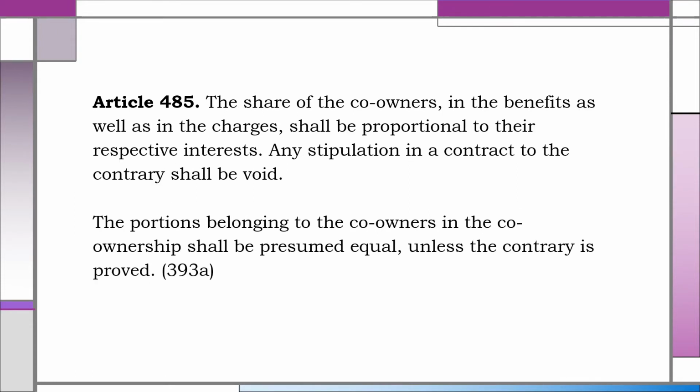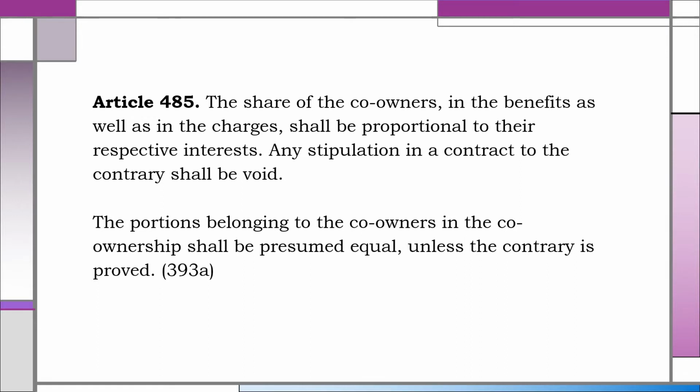Article 485. The share of the co-owners in the benefits as well as in the charges shall be proportional to their respective interests. Any stipulation in a contract to the contrary shall be void. The portions belonging to the co-owners in the co-ownership shall be presumed equal unless the contrary is proved. A co-owner's share in the fruits and expenses is always dependent on the co-owner's interest. The share in the benefits and charges is proportional to the interest of each.